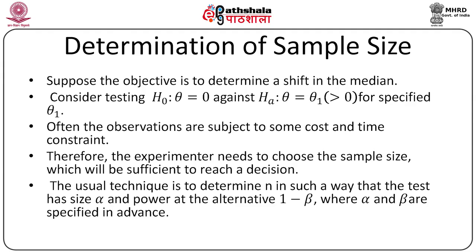So, how many observations do we need? Often, the observations are subject to some cost and time constraint. Therefore, the experimenter needs to choose the sample size which will be sufficient to reach a decision. The usual technique is to determine n in such a way that the test has size alpha and power at the alternative 1 minus beta, where alpha and beta are specified in advance.